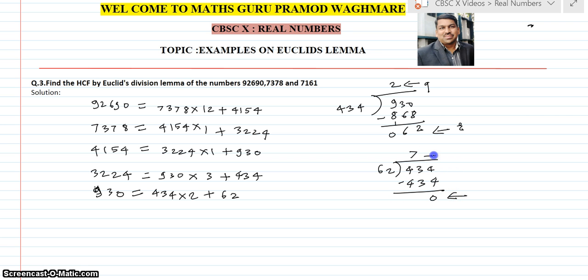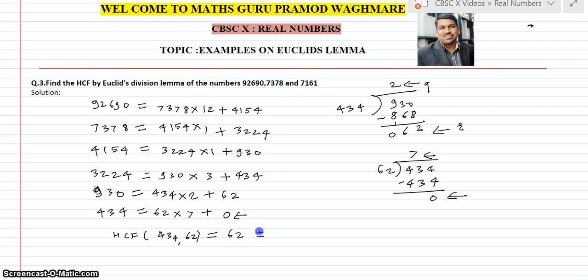Okay, and this is Q. So we can write 434 is equal to 62 into 7 plus 0. If you observe here, we are getting remainder as 0. So that means HCF of 434 and 62 is equal to what? 62.